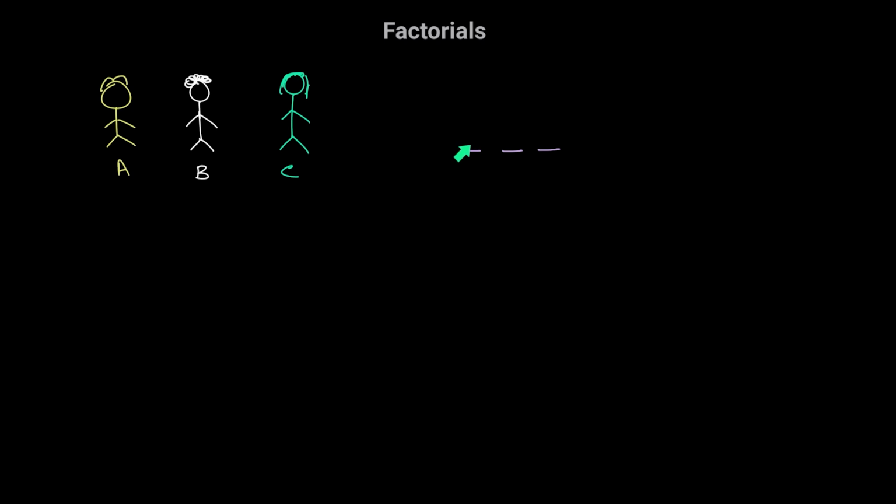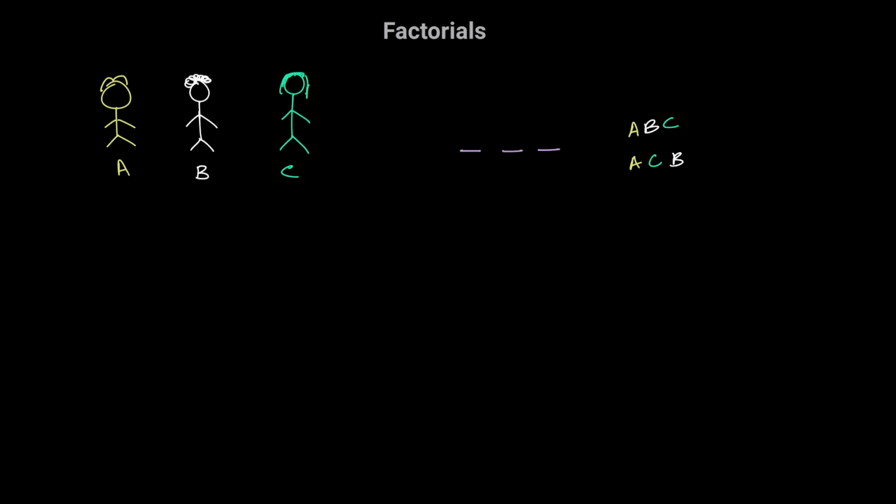Now in the first position, in the leftmost position, I can start with person A. And person A can either be paired with person B or person C in the middle position. And then if B comes in the middle, then C is obviously at the end. And if C comes in the middle, then B is at the end.